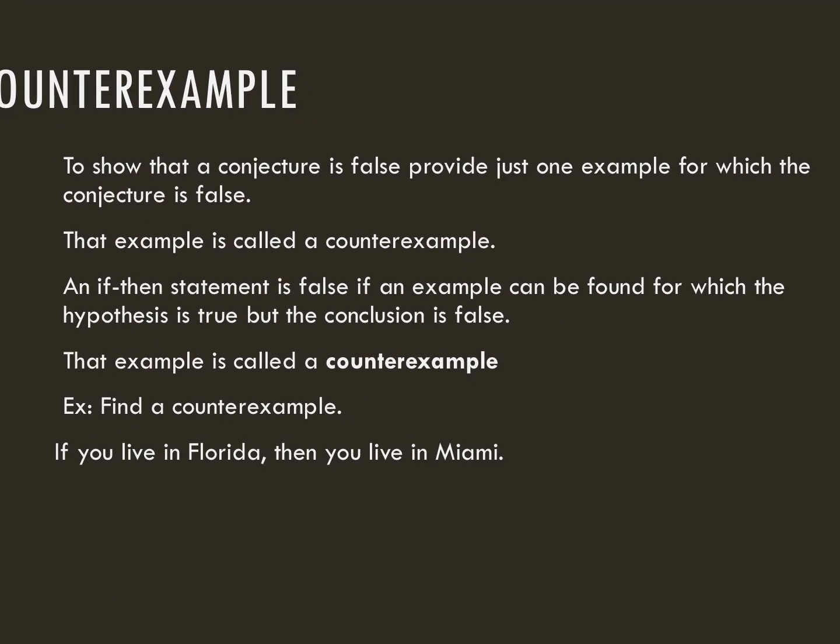So when they're asking you to make a counterexample, what they want you to do is find something that proves the statement false. So it says here, to show that a conjecture is false, provide just one example for which the conjecture is false. When you do that, it's called a counterexample. So an if-then statement is false if you can find one example for which the hypothesis is true, but the conclusion is false. So that example is called a counterexample.